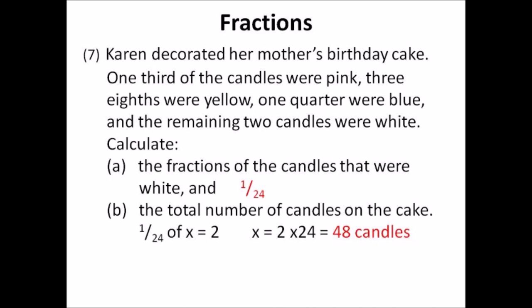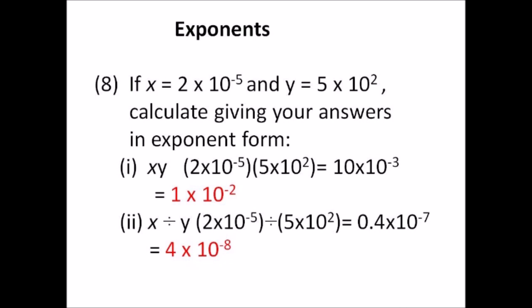Okay, we move to 8, exponents. A, x is 2 times 10 to the negative 5, y is 5 times 10 to the 2. xy is 1 times 10 to the negative 2. We have to write it in exponent form. And 2, x divided by y is 4 times 10 to the negative 8. You could have used your calculator and just worked out 2 times 10 to the negative 5, see what that is, and then multiply that by 500, and then divide it by 500 to get your answer right away. Your calculator would help you here, guys.